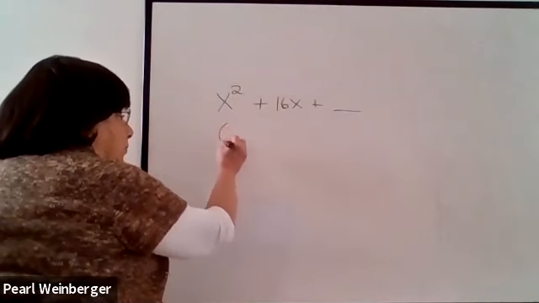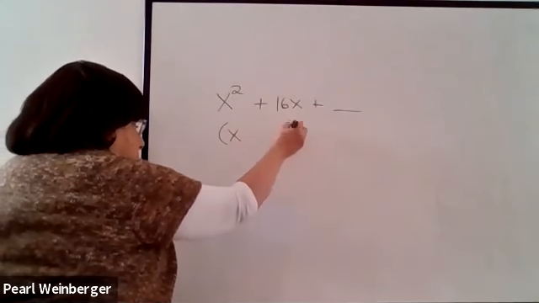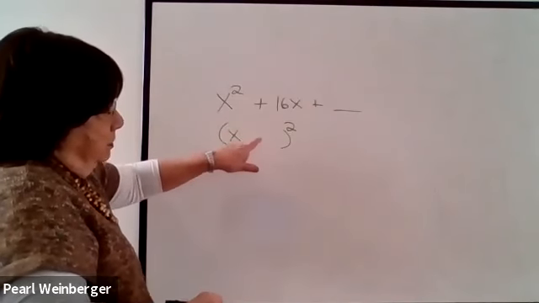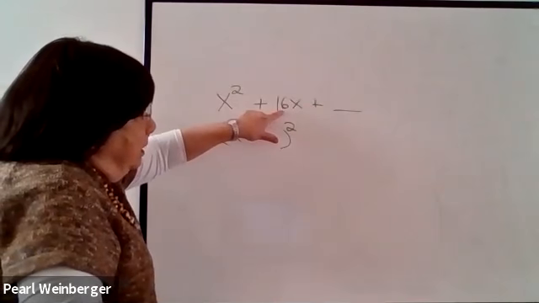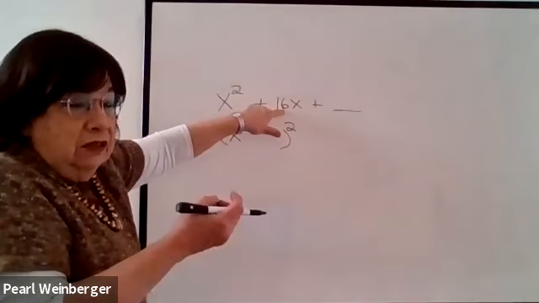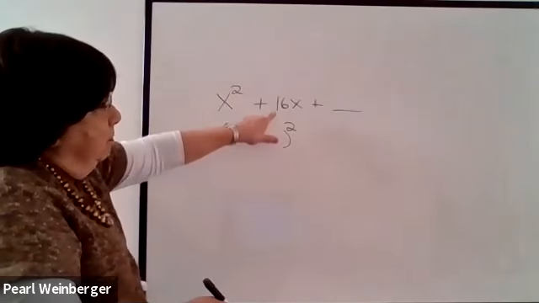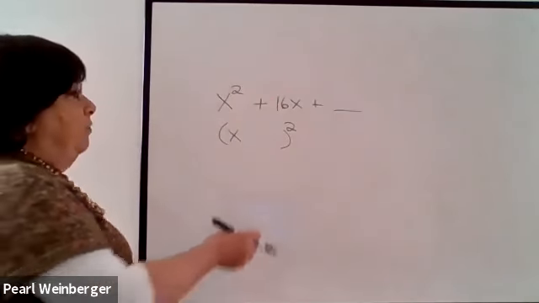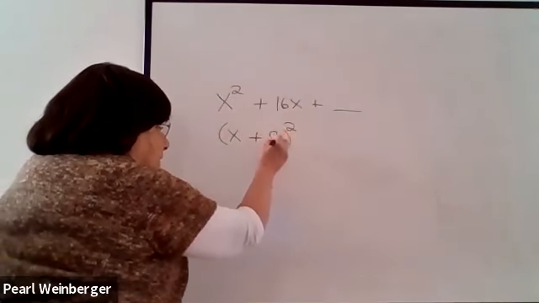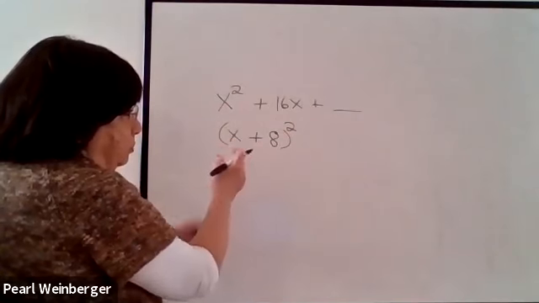Really quite easy. The binomial is going to be x plus something, with a square on the outside. The number that's going to go into the binomial is half of this number. Because how did we get that 16? By multiplying these two numbers together and then doubling it. So if I want to get back to this number, I have to divide by 2, I have to take half of it. Half of 16 is 8, and it's a positive 16, so this has to be a plus 8. So that's the number that I'm looking for in the binomial squared.